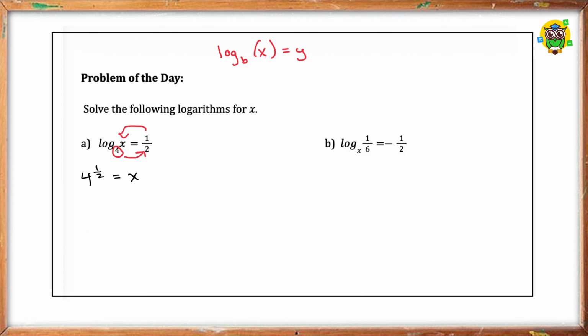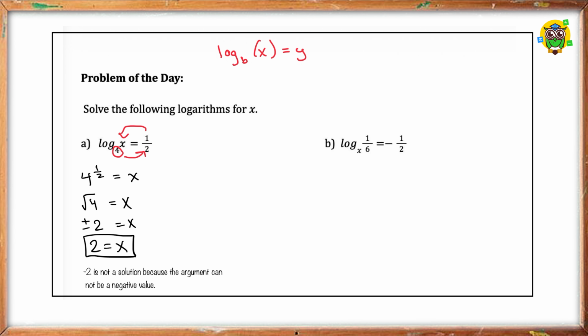Now let's rewrite 4 to the power of 1/2 as the square root of 4 is equal to x. The square root of 4 is positive and negative 2, which is equal to x. We want to keep in mind that our answer of negative 2 is not a solution because the argument cannot be a negative value. For this reason, x is going to be equal to 2, and this is our solution.